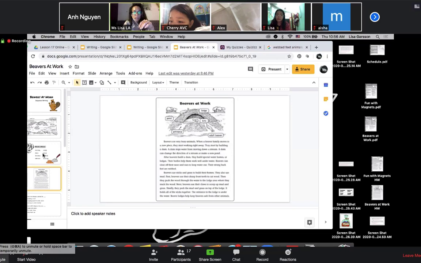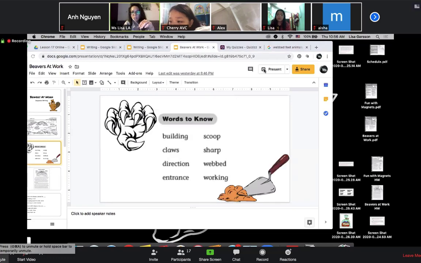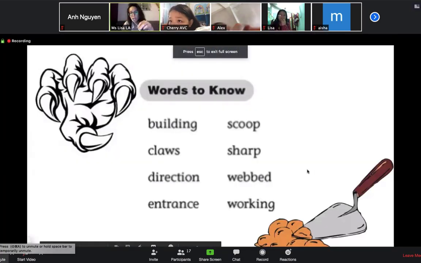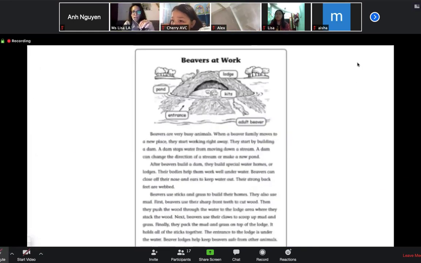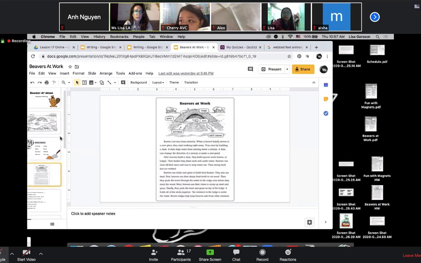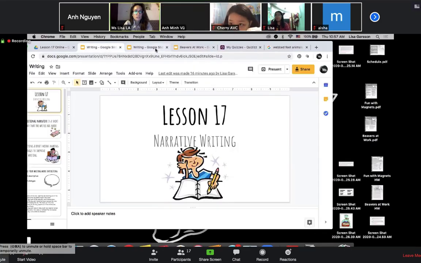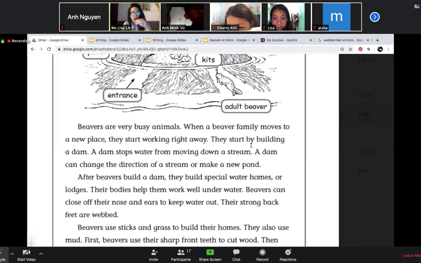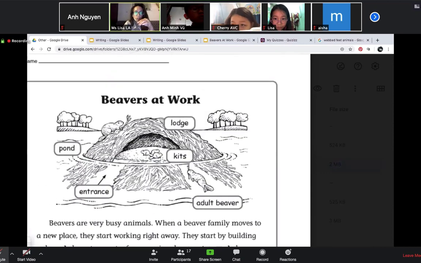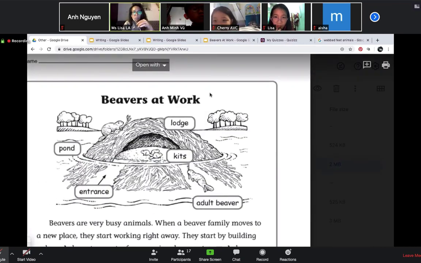Okay, and our last one is working. We all know what working means. When you're working, you are doing a job. So let's read our Beavers at Work story, and then we're going to answer some questions. Okay, so let's look at our picture first. We have different parts labeled here.